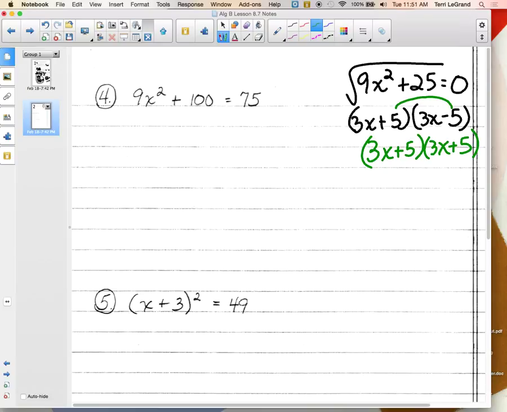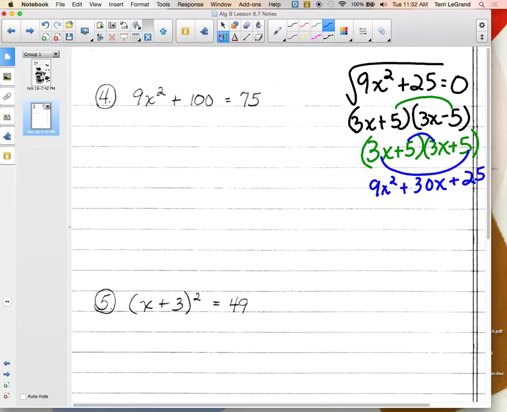Oh, wait a minute. Let me throw the water on that one too. If we took 5 times 3x, the inside, and 3x times 5, the outside, what would that become? 15x and another 15x. That'd be 30x, wouldn't it? So this would become 9x squared plus 30x plus 25. Is that the same as that? How about minus 25, minus 25?